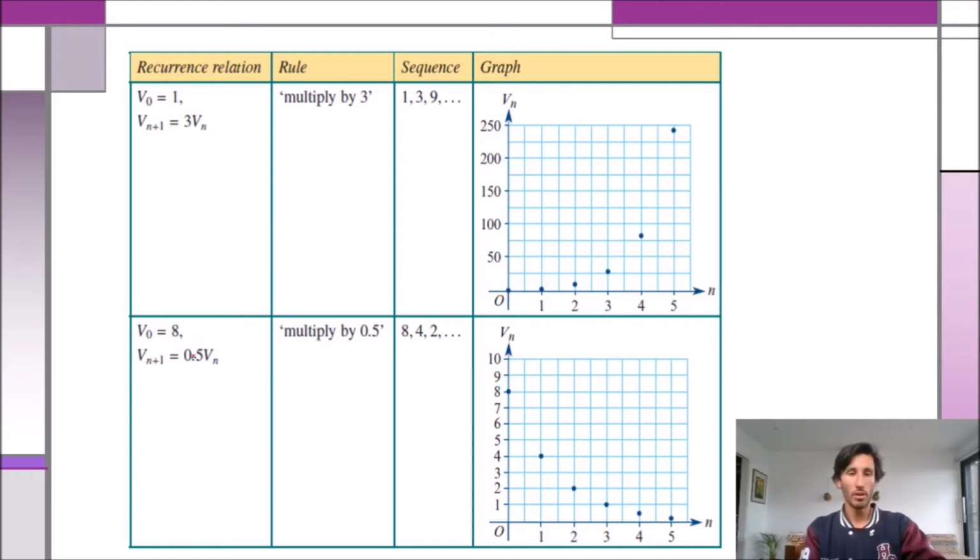Another example where you have decay is a starting value of 8. Your next value is equal to half of your previous value. Rule is multiply by 0.5: 8, 4, 2. Now we're decreasing. So this is the difference between geometric growth and linear growth. Linear growth, you've got a straight line. Geometric, you've got a curved line.